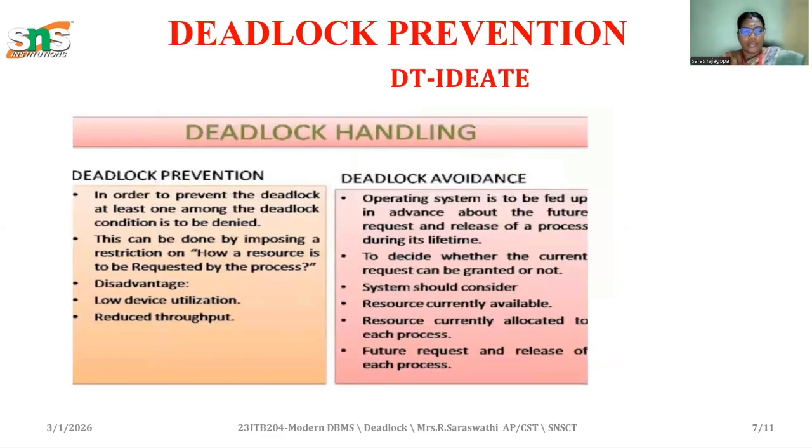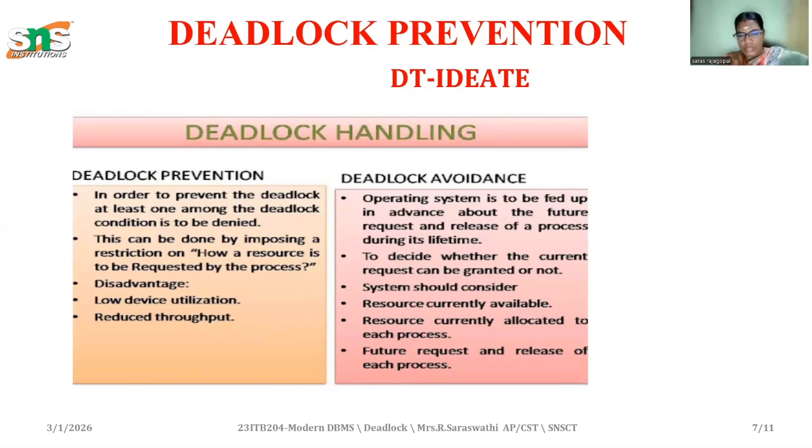The deadlock prevention algorithm: this condition can be avoided by using prevention methods. At least one of the deadlock conditions must be denied, so that only particular transactions will be accessed, based on how the resource is requested by the process. The drawbacks are low device utilization and reduced throughput.